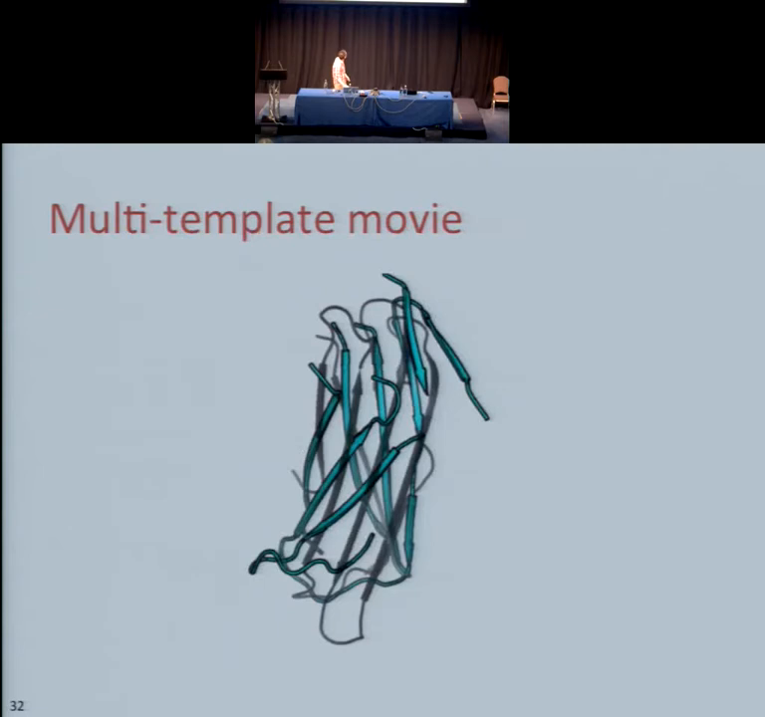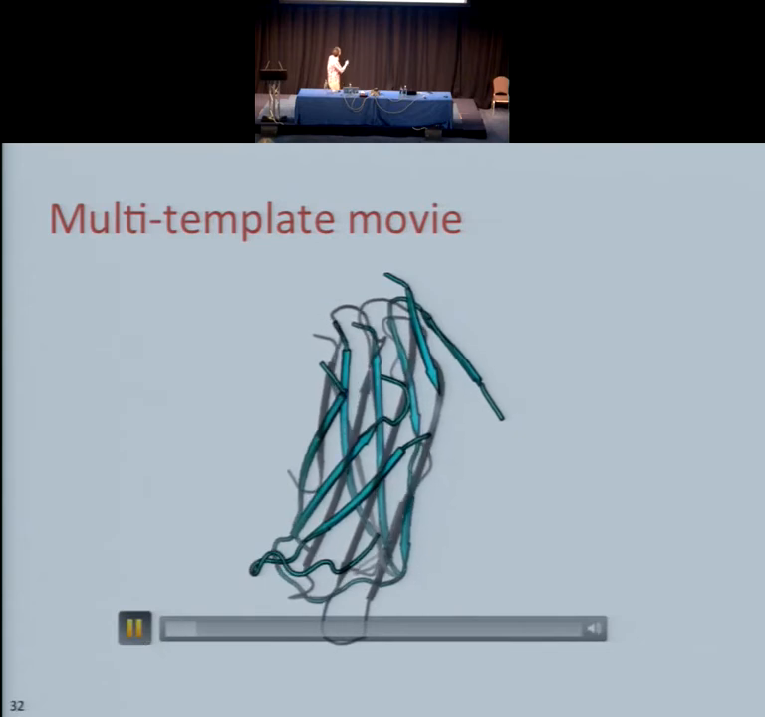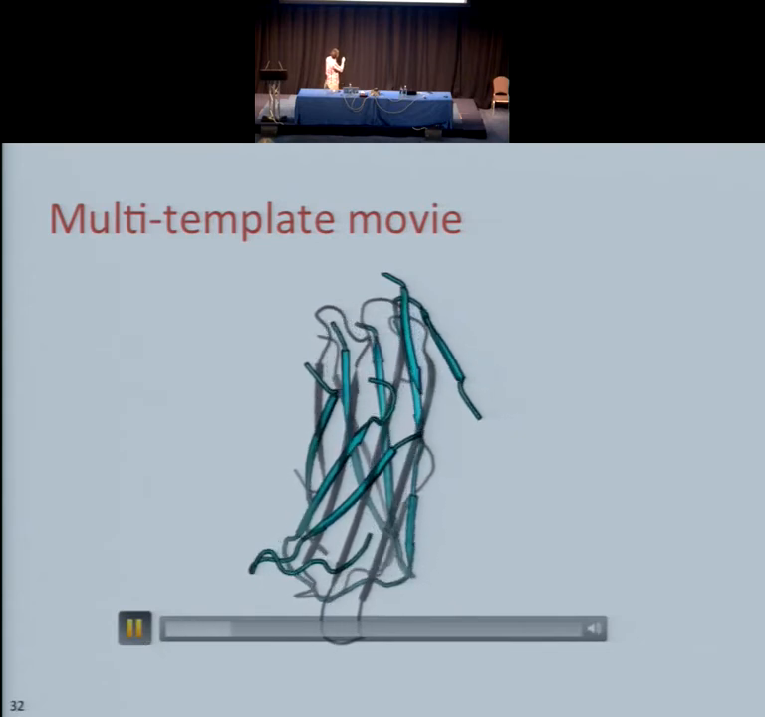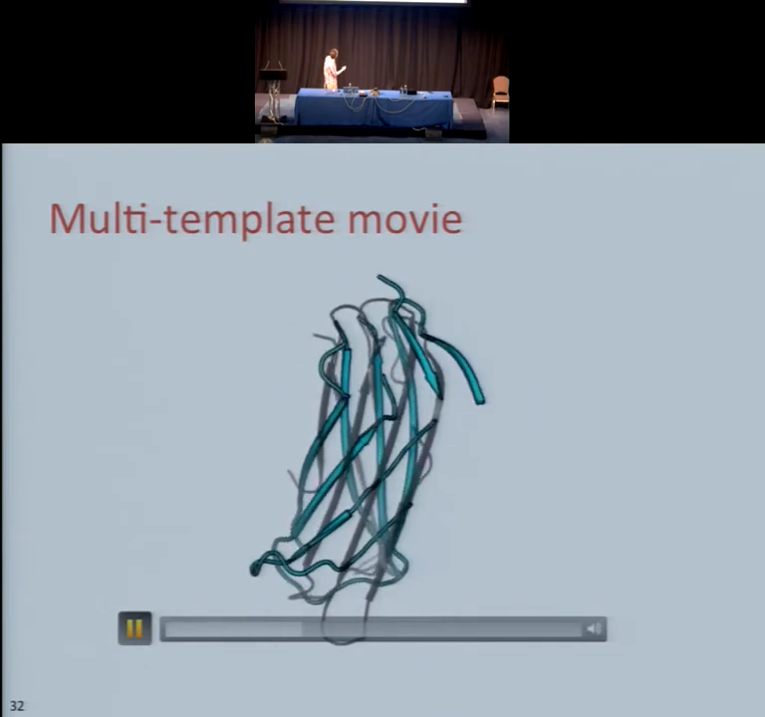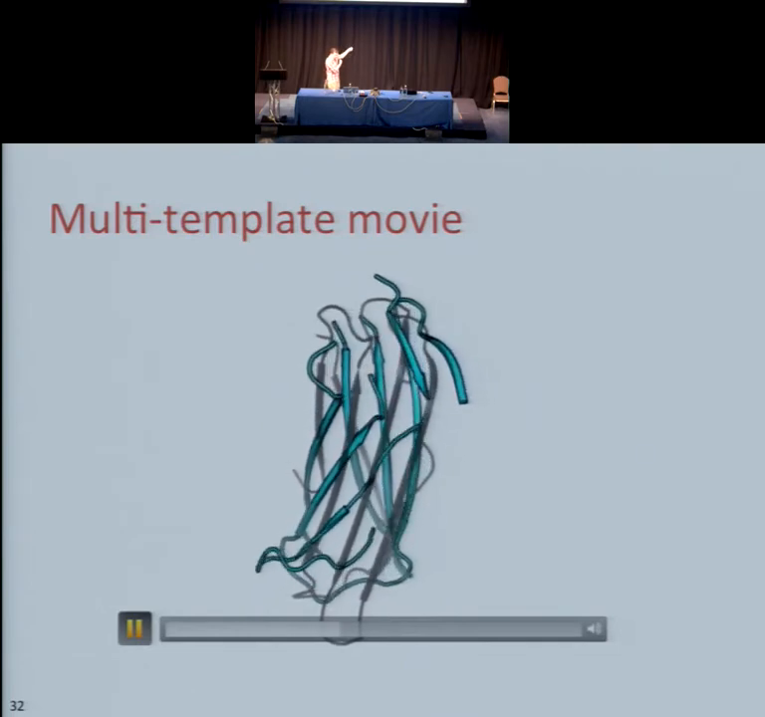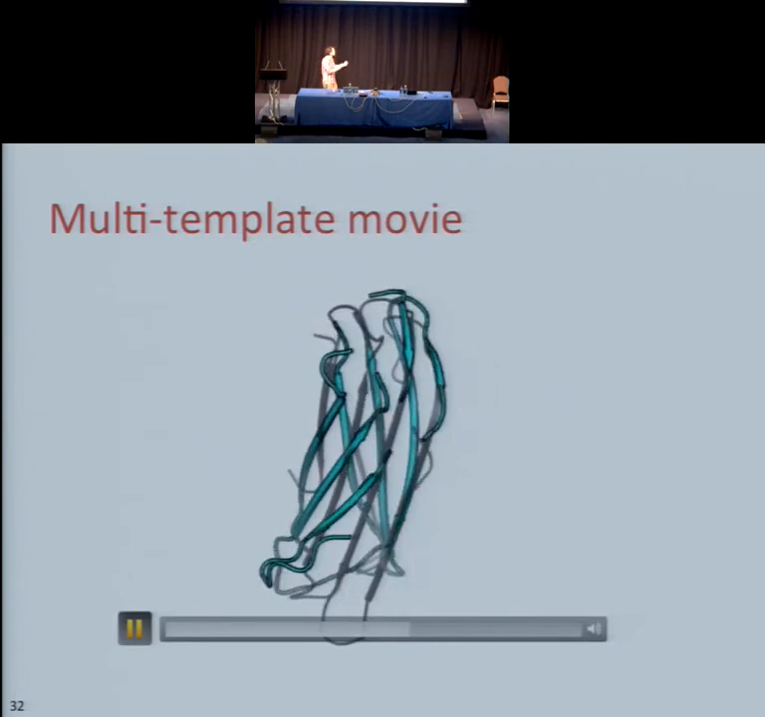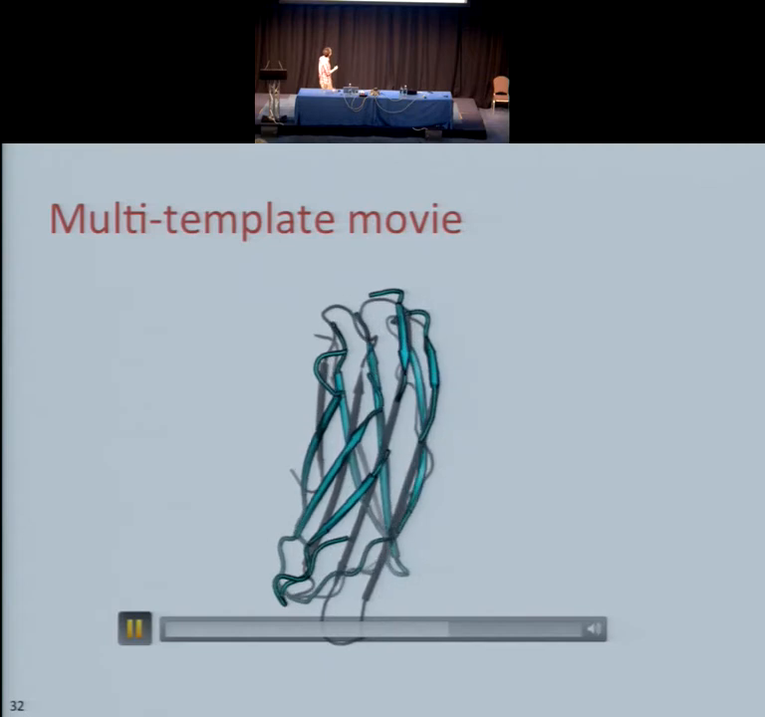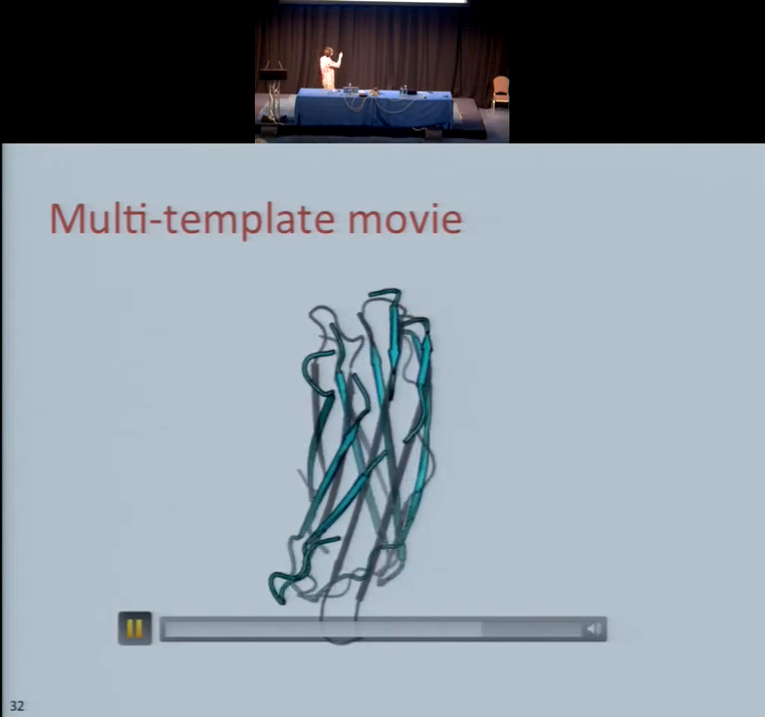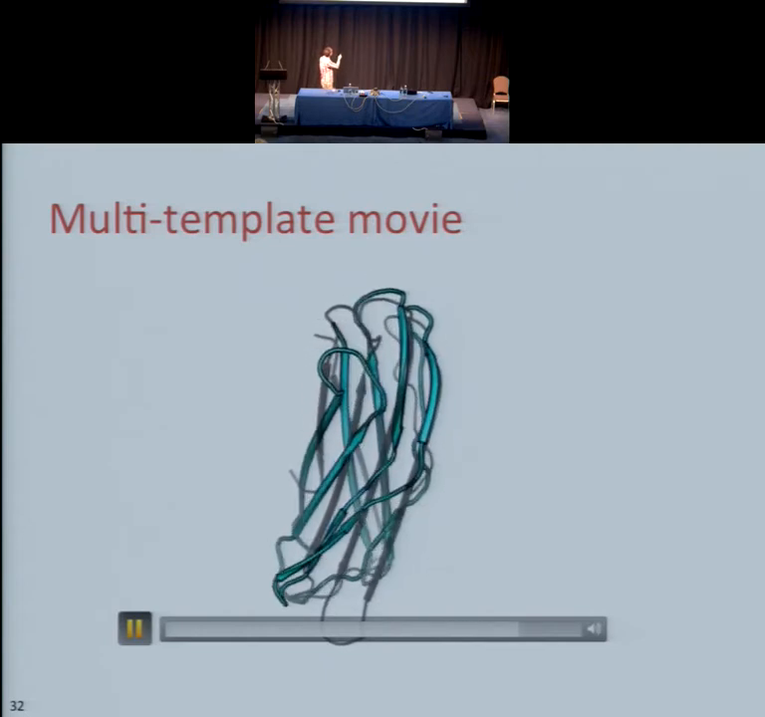So when we put everything together, the protocol looks something like this. The native structure is shown in this gray color here, and the template is shown in blue. You can see there's this large gap here. Here we're sampling pieces from different templates and then following that up with these fragment stitching moves and centroid space minimization. And you can see that after a couple cycles, we're able to close these gaps.